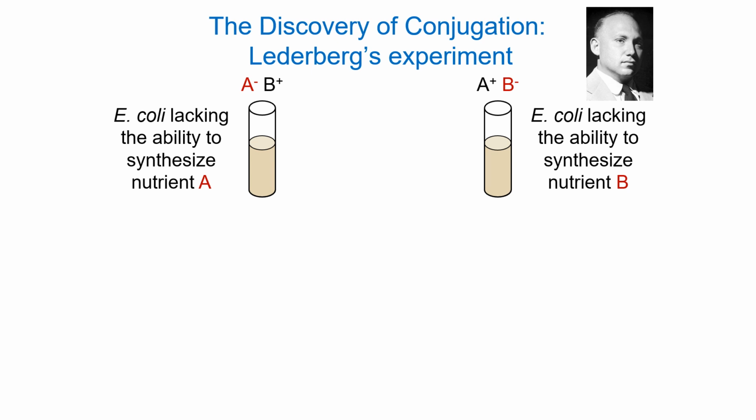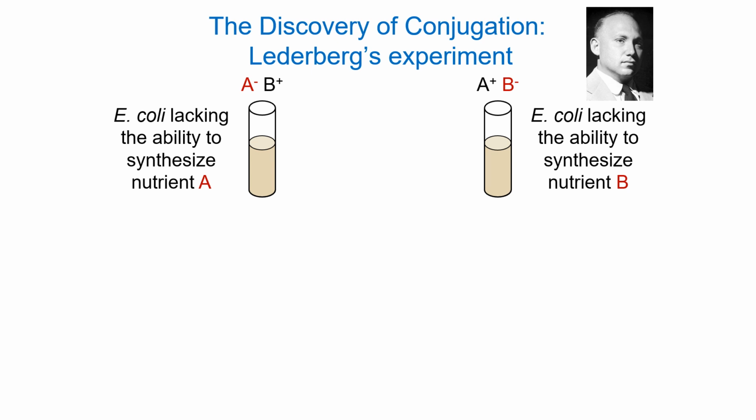It can't make that nutrient, and it can't survive without it. Then we have another population of E. coli, another strain, that are the opposite. They can make this A, but they can't make the B nutrient, and of course they can't survive without that.